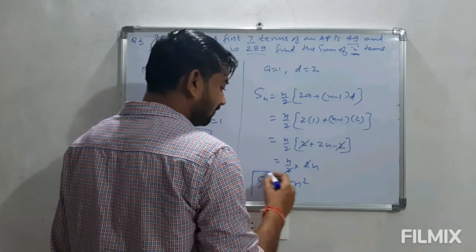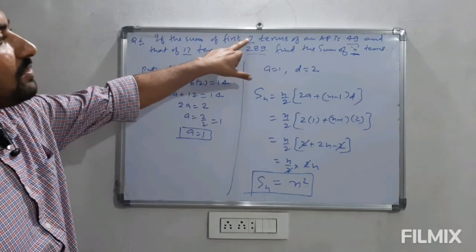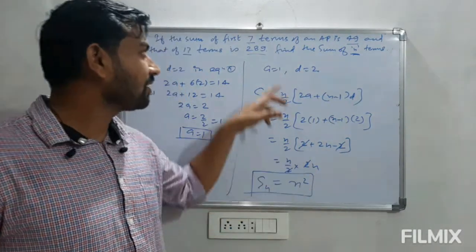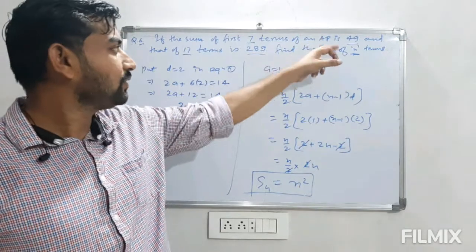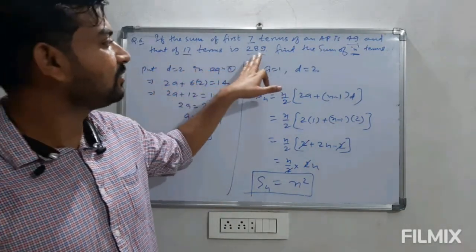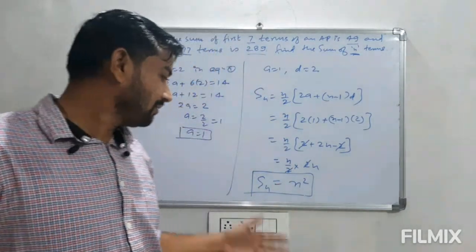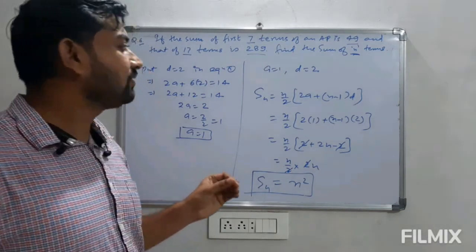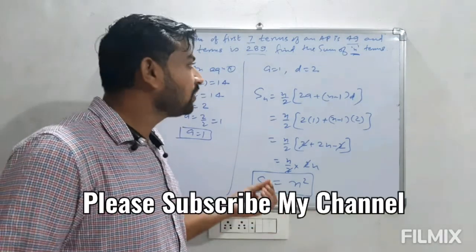So Sn is n square here, and clearly the sum of the first 7 terms is 7 square from this relation. The square of 7 is 49, so the sum of the first 7 terms is 49, and the sum of the first 17 terms is 289, which is the square of 17. So from here we are getting this relation. So it is a very good question in which we are using the concept of linear equations in two variables.